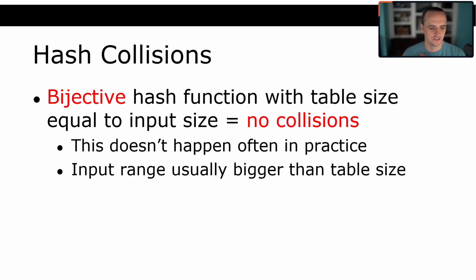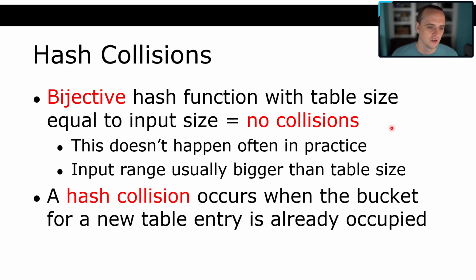So hash collisions again. Bijective hash functions with table size equal to the input size have no collisions. So where I showed you mapping a 2D array to a 1D array, that's a very, very rare constructed case. That is not going to happen in practice when you're constructing arbitrary hash functions. Typically, the input range is going to be much bigger than the table size. So that means, for example, if we're hashing strings to integers, and we've got a megabyte of data, let's say 1 million entries, well, there's way more than 1 million possible strings, right? So we're never, in practice, going to have this sort of bijective case.